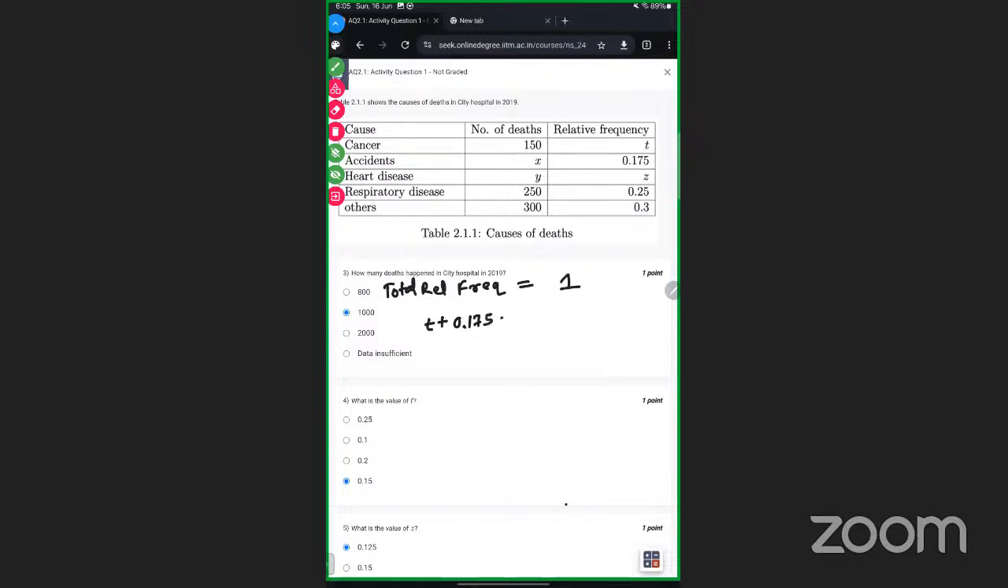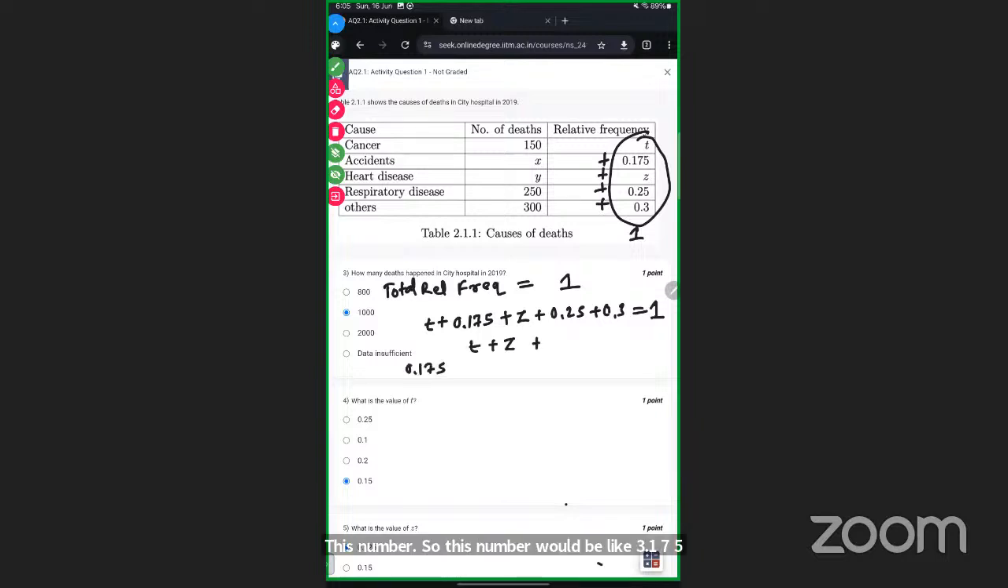So this number will be 0.175 plus 0.250 plus 0.300, and so on. So 0.175 plus 0.250 plus 0.300 gives 0.725, which should be equal to 1, right? So this is one thing we have.